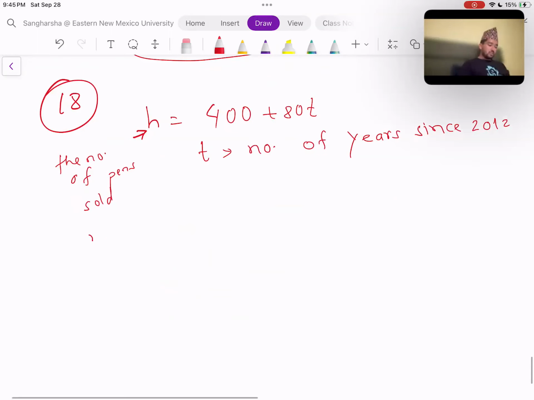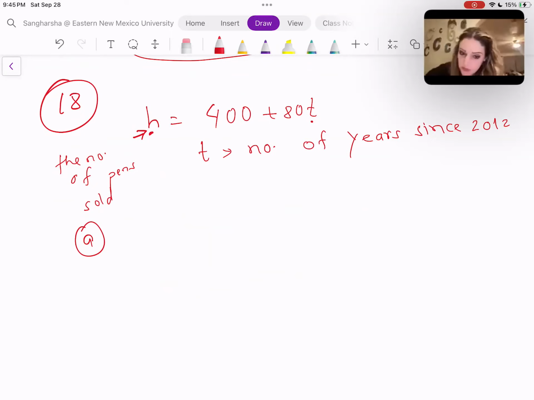Now, the very first question is how many gift boxed pens were sold in 2015? So how many pens were sold? It means, are we looking for T or H? So our H represents the number of pens sold. T represents the number of years since 2012. And in number A, you are asked to find how many gift boxed pens were sold in 2015. In this case, are we asked to find H or T? H. Yes, so we are looking for H.